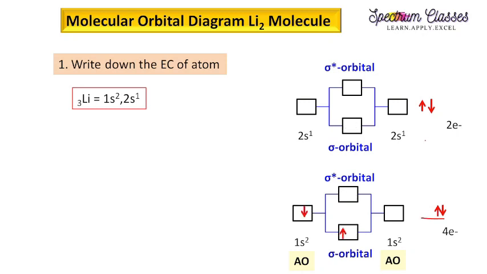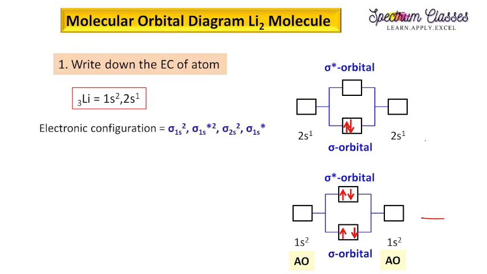Now you can see here how these 6 electrons are filled. Which place will go to which place doesn't matter. We have to fill 6 electrons altogether in increasing order of energy, right? So this is how one can draw the molecular orbital diagram for lithium 2.